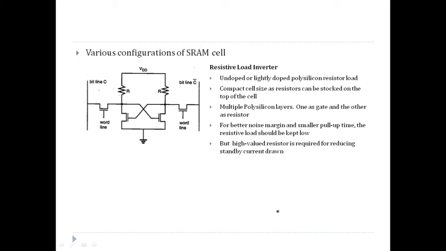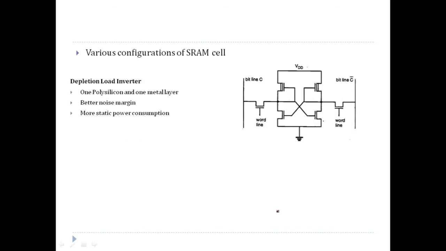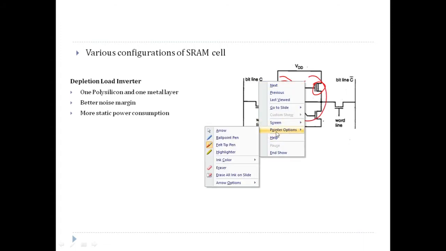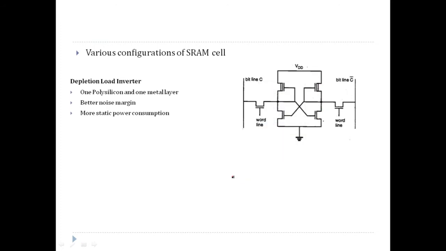Okay, so let's discuss the second type of configuration, which is the depletion load inverter. Here you can see the load device is replaced with a depletion mode NMOS. The rest of the circuit is the same. So this is one inverter, this is another inverter, and they are connected in a cross-coupled format. That is, the gate of one transistor is connected to the output of the other inverter, and vice versa. As we have seen in the resistive load inverter, the switches are implemented using NMOS pass transistors, through which bit line and bit line bar can be accessed.